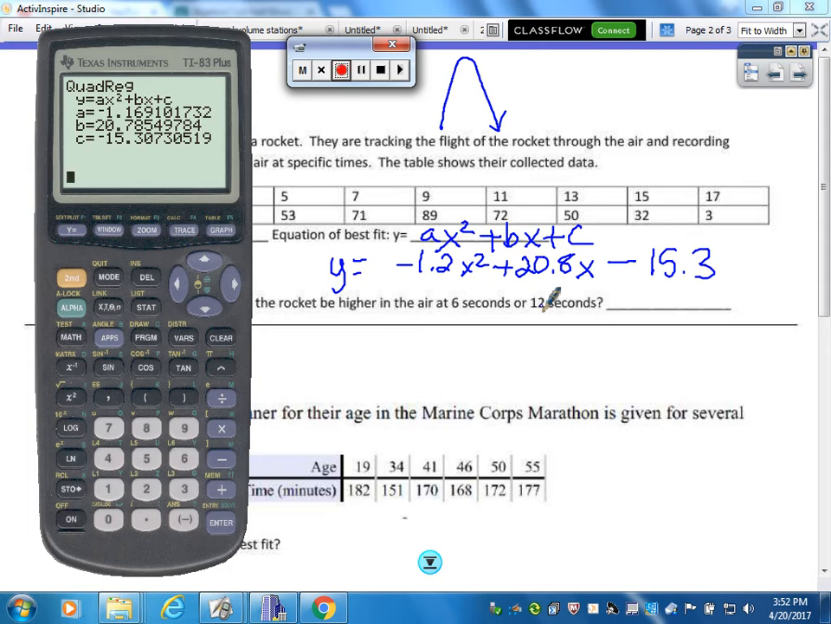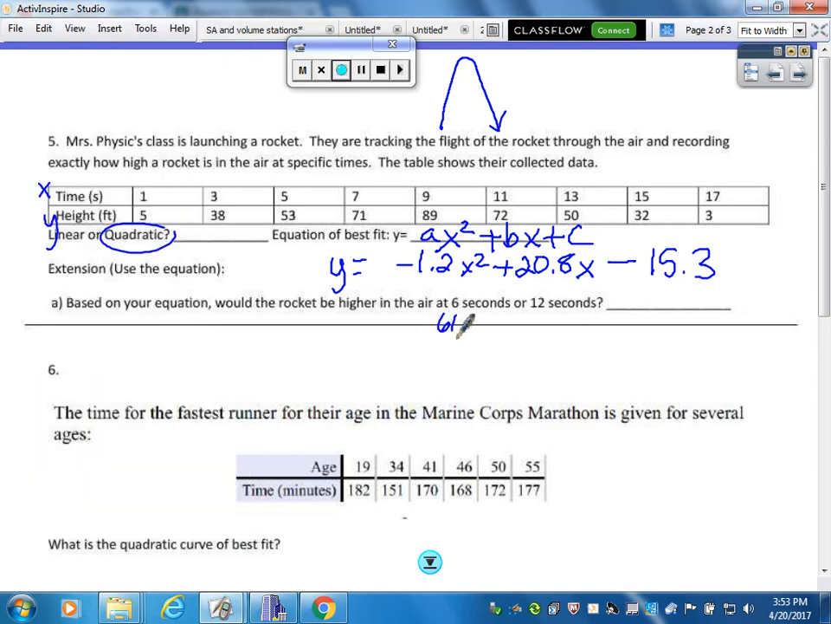So we've got our negative 1.2, whoops, 1.2 times our x squared, and again we said the x is going to be 6 seconds for the first one, so 6 squared plus 20.8 times an x again, so we're going to put in 6 again, right there, and then minus 15.3. Hit enter. For 6 seconds, it's going to be 66.3 feet in the air.